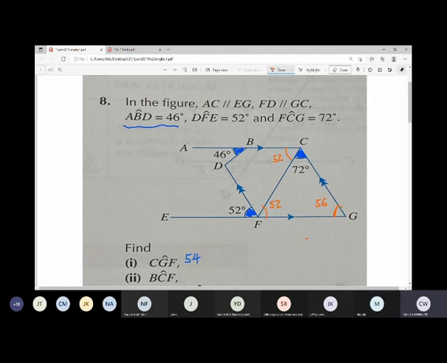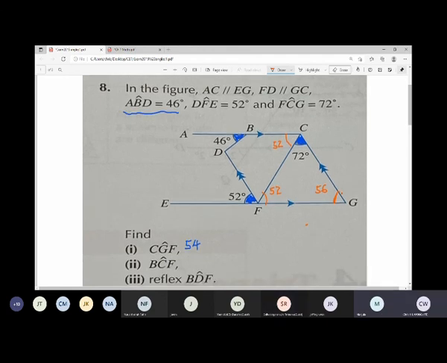Can you tell me how come CFG is 52? Because it's vertically opposite of the 52. No lah, what are you talking about? It cannot be a vertically opposite angle. Where got vertically opposite angle? No, it's the correspondent angle. Where? Talking of the F, that side. The E and F.